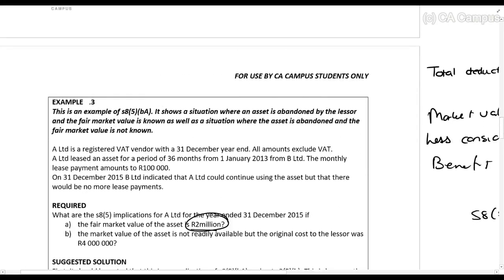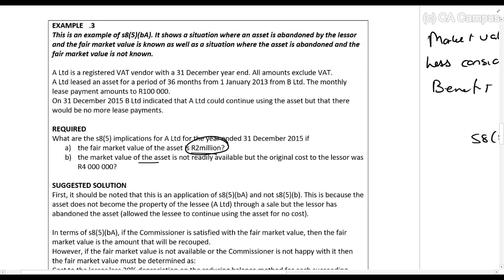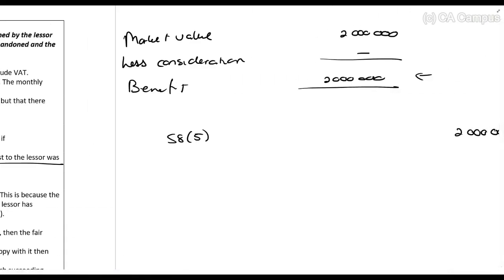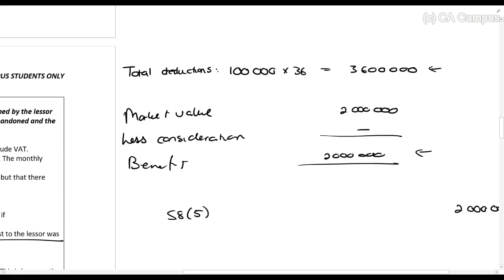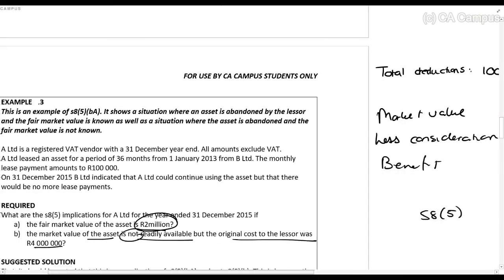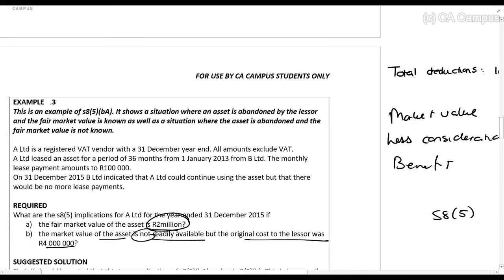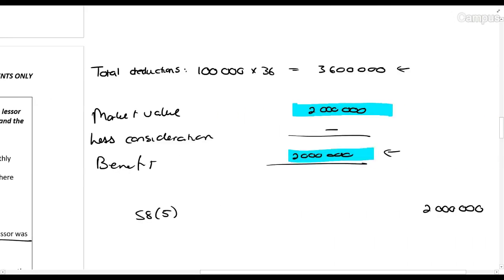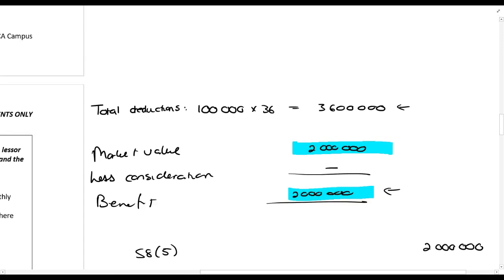Okay, now situation B. The market value of the asset is not available, but the original cost of the lessor was 4 million rands. So what they're referring to here is they're saying this market value, this market value over here, we don't know what that is. And as you can see, we need to know that. Now, if that's not available, this is what the commissioner says you must do. You take the cost of the lessor, and you see how many years have passed. In this case, 36 months have passed, so 3 years have passed. It only works on complete year periods.